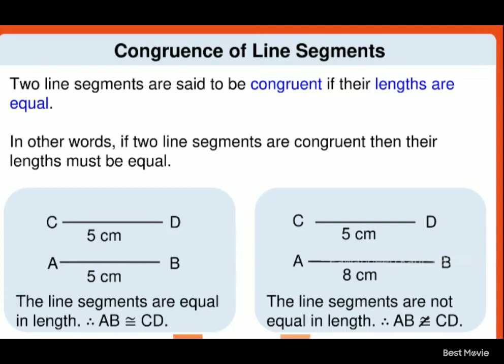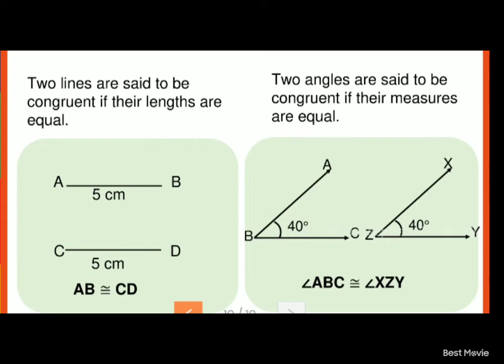Similarly, when we are talking about angles, two angles are said to be congruent if their measures are equal. I'm giving you one example. Angle ABC is 40 degrees and another angle XYZ is also 40 degrees, so they are known as congruent. Why so? Because their measurement is the same. So two line segments are said to be congruent if their lengths are the same, and angles if their measures are equal.